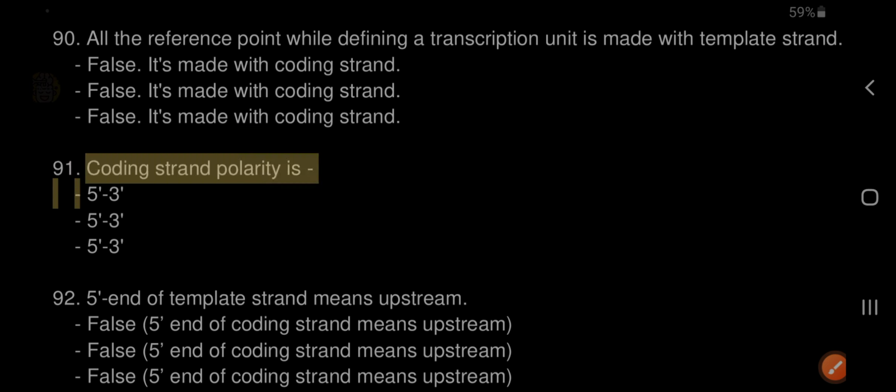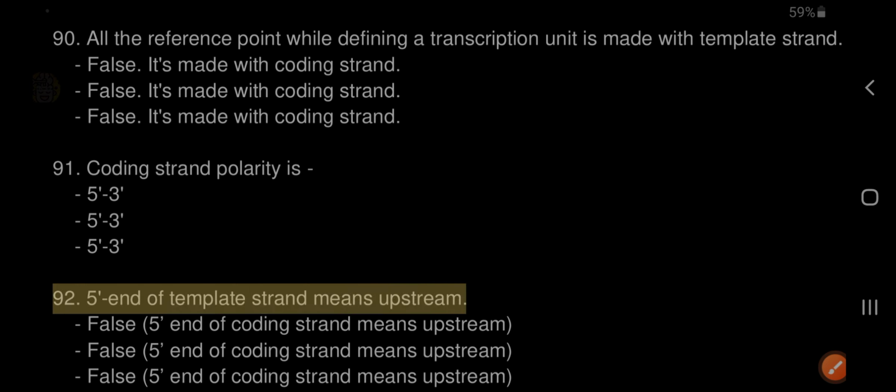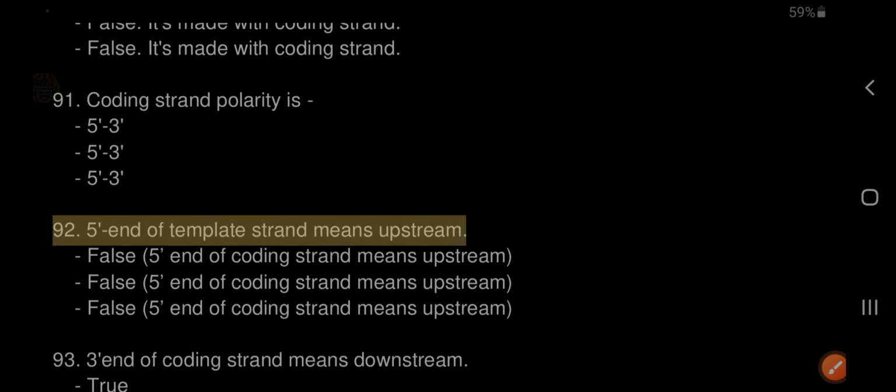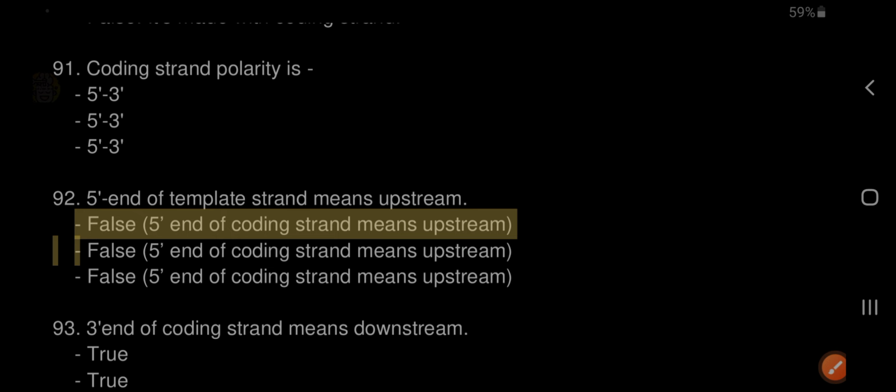91. Coding strand polarity is 5' to 3'. 92. 5' end of template strand means upstream. False, 5' end of coding strand means upstream.